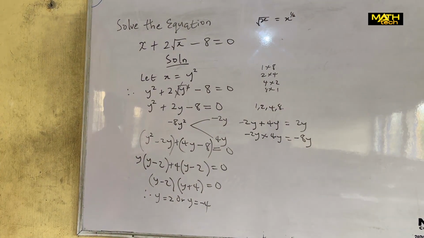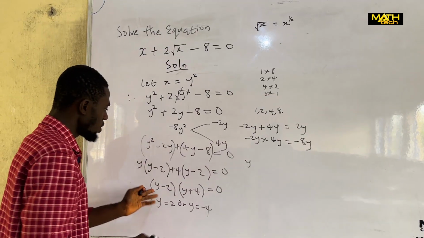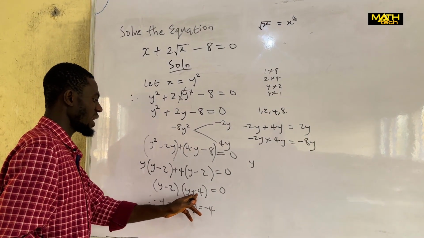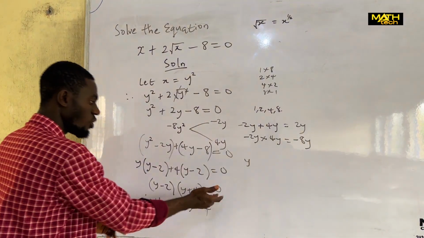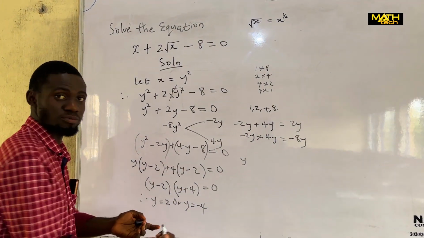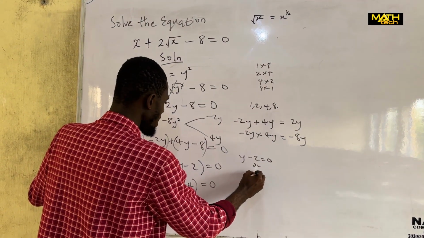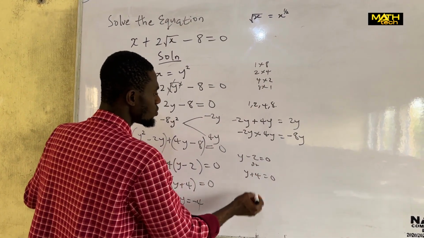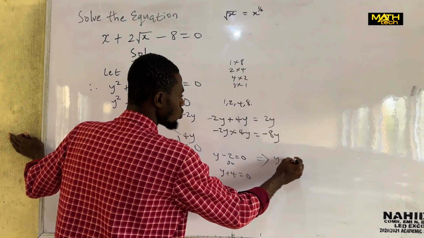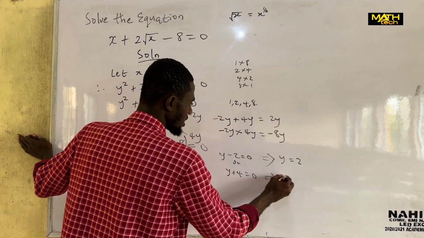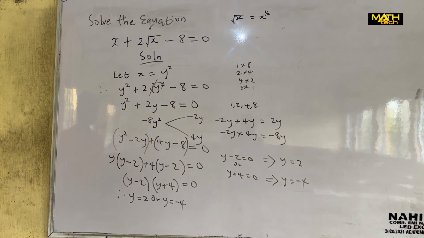Now, how are we getting that y will be equal to 2 or y will be equal to minus 4? Don't forget, this will now be bracket y minus 2, bracket y plus 4, all equal to 0. It's the same thing as saying y minus 2 equal to 0 or y plus 4 equal to 0. So y minus 2 equal to 0 simply implies that y is equal to what? 2. And this implies that y is equal to minus 4. So now this is the value for y.